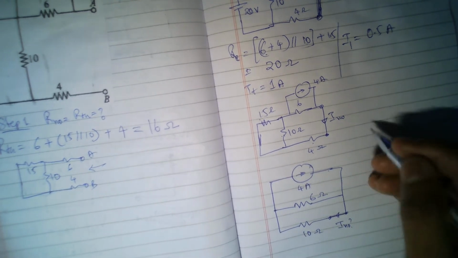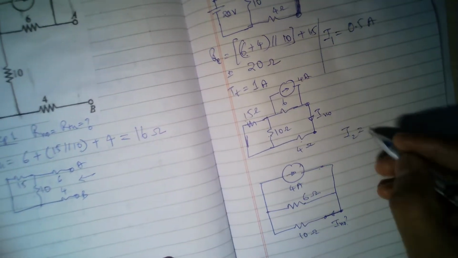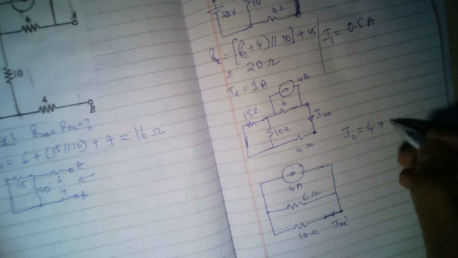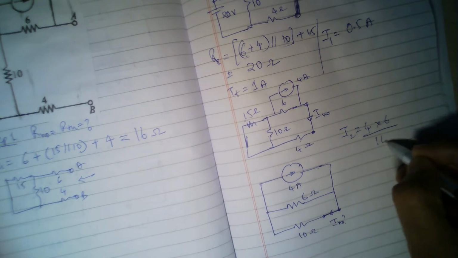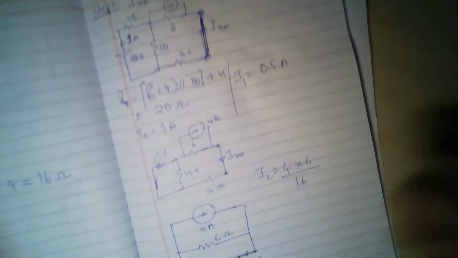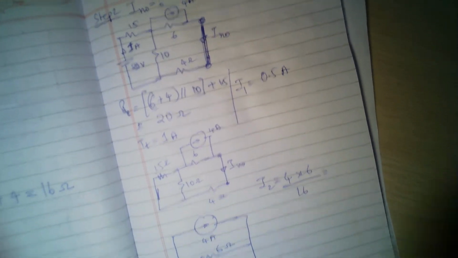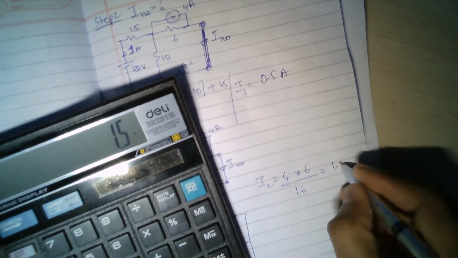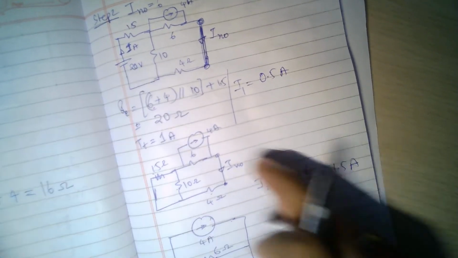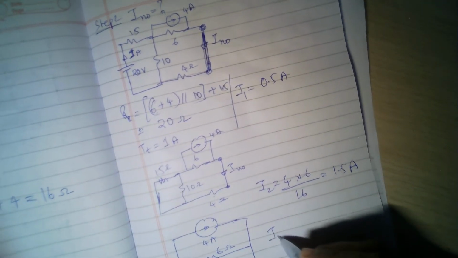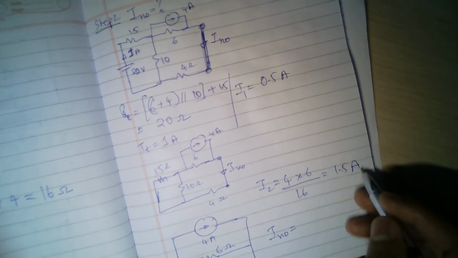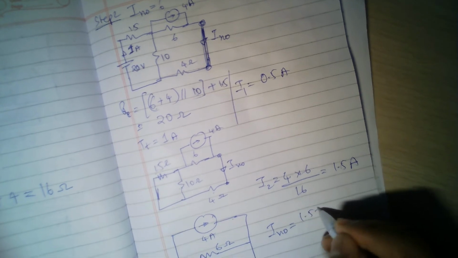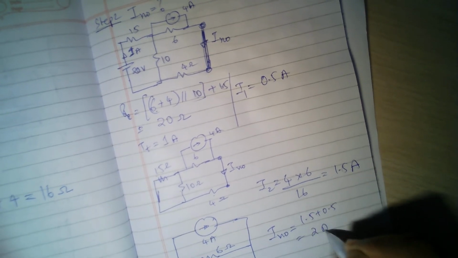So I2 here will be simply total current multiplied by opposite resistance divided by sum of the resistances, 16. Okay, so 4 into 6 by 16. Okay, so what is that? So 4 into 6 divided by 16, so I'm getting 1.5 ampere. So this I1 I2 I got, so the Norton's equivalent current will be 1.5 plus 0.5, so that will be 2 amperes of Norton current.